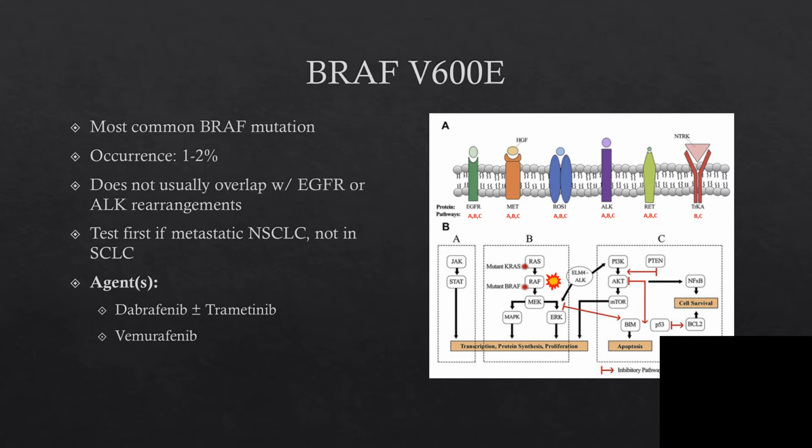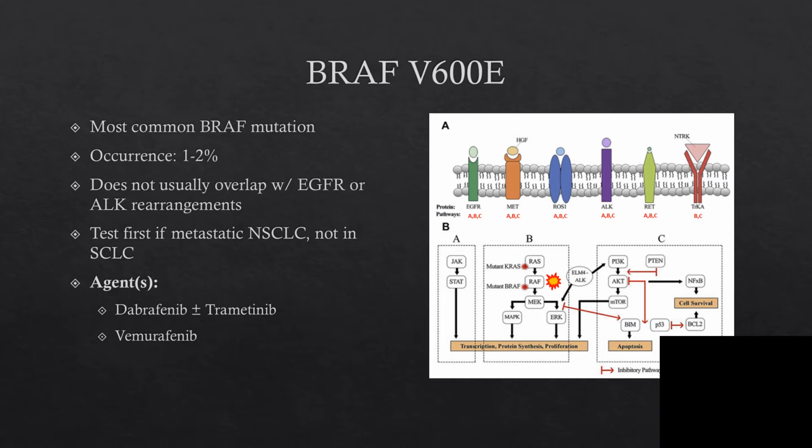Next in the pathway that you can see is BRAF V600E. It's the most common BRAF mutation, typically found in about non-small cell lung cancers. Occurrence rate is about 1 to 2 individuals. This does not usually overlap with your EGFR or ALK rearrangements. And we're going to make sure we test in non-small cell lung cancer, so not this cancer.